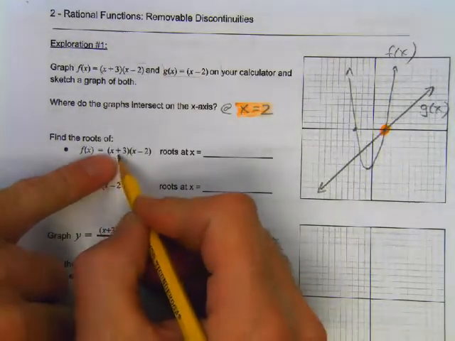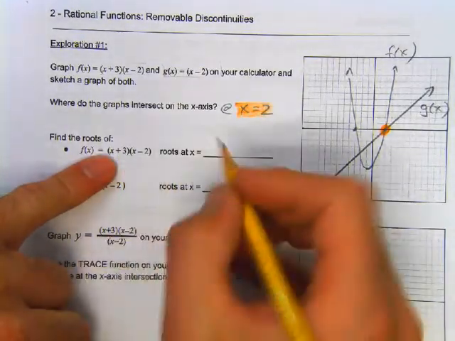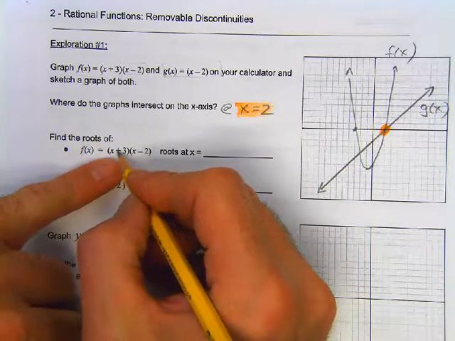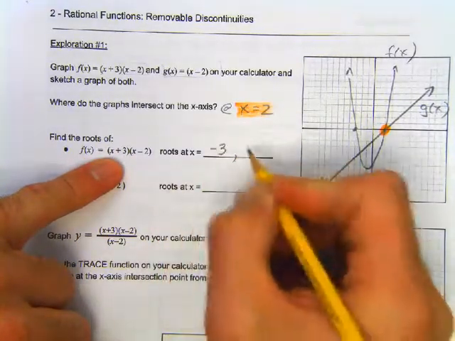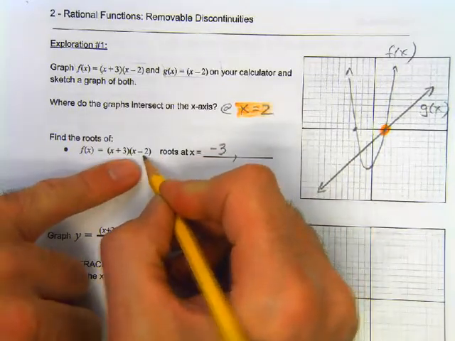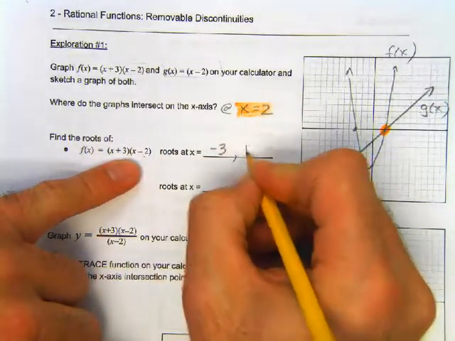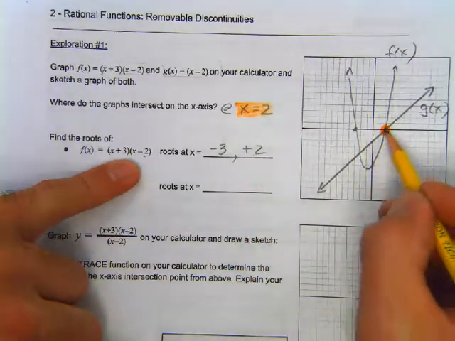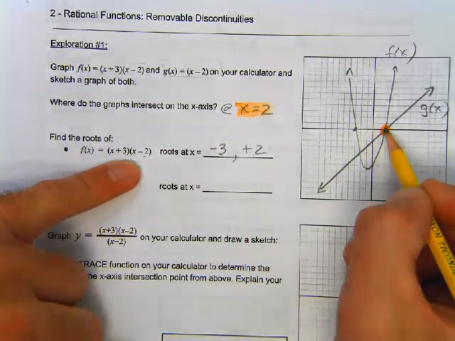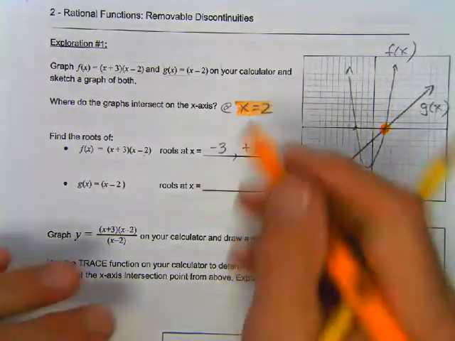So the next step, find the roots of f of x. Well, let's see. x plus 3, set that equal to 0 and solve. We'll have a root at negative 3. And set this equal to 0 and solve. We'll have a root at positive 2. And in fact, those are the two x-intercepts.